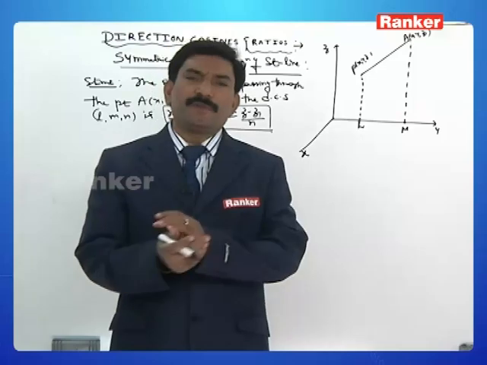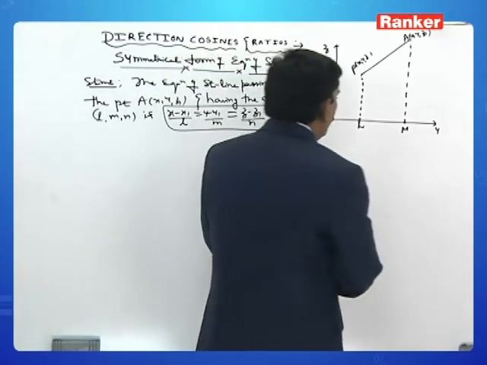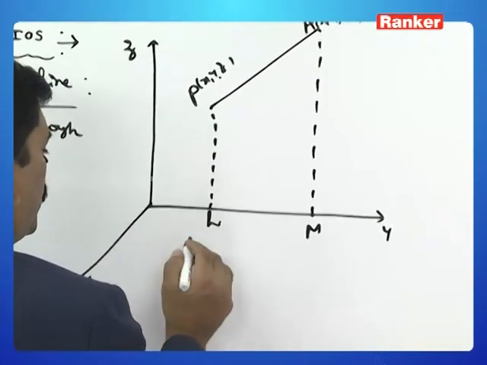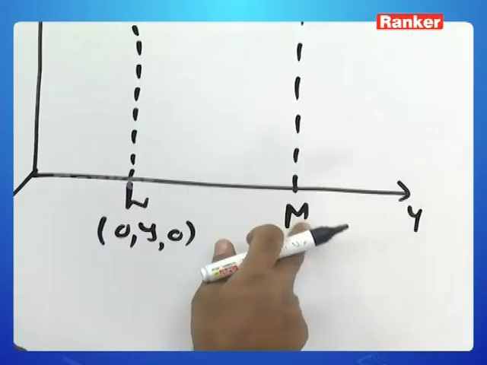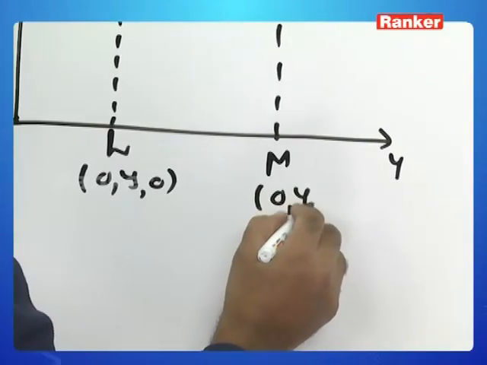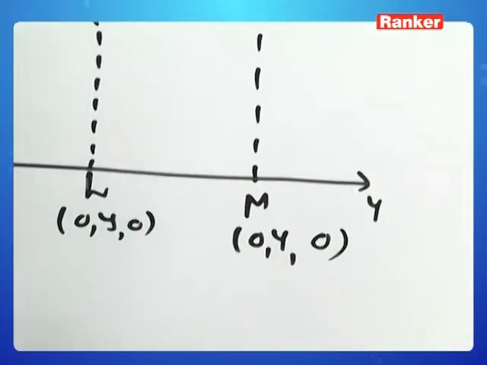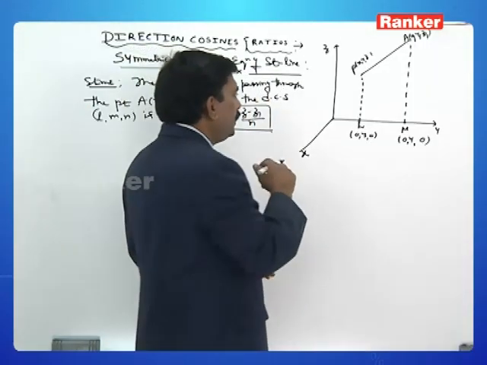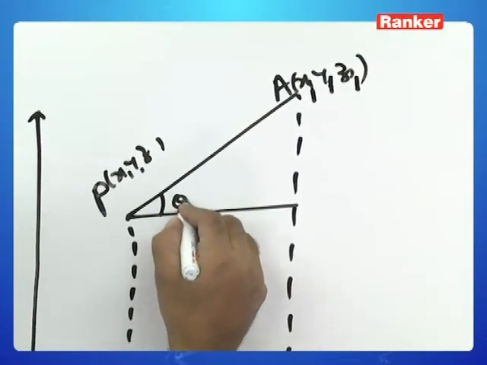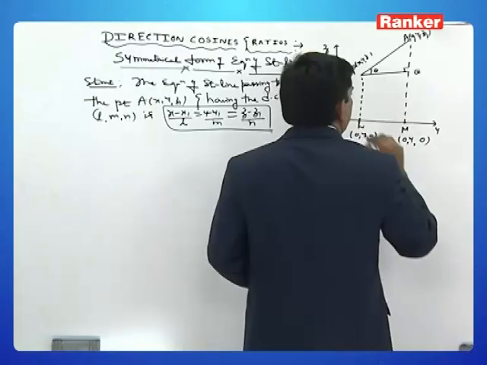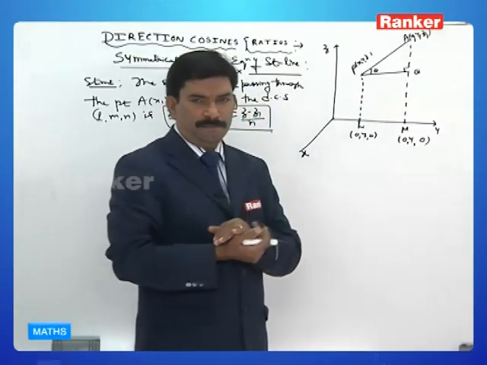LM is nothing but the projection of AP on the y-axis. If I take the projection of P on the y-axis as 0, y, 0, the projection of A on the y-axis is M, that is 0, y1, where A is x1, y1, z1. Now you draw a line parallel to the y-axis. Let this line make an angle theta. You take it as Q. This PQ is nothing but LM.